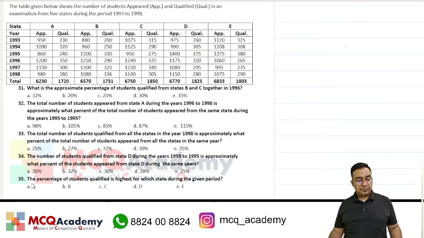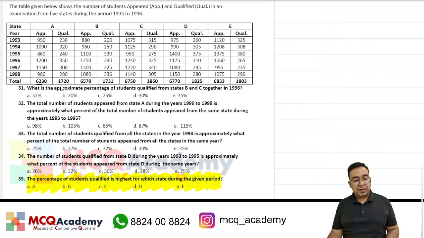Question number 35. The percentage of students qualified is highest for which state during the given period? For question number 35 हमें क्या करना होगा, हमारे पास में टोटल वैल्यूज यहाँ पे students appeared from a state and the number of students qualified from that particular state given है. तो for state A हमारे पास में ये वैल्यू बन के आती है 1720 by 6230. For state B this is equal to 1731 divided by 6570. For state C this is equal to 1850 upon 6750.